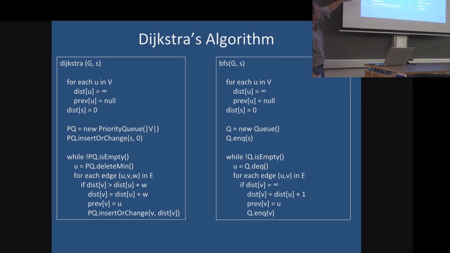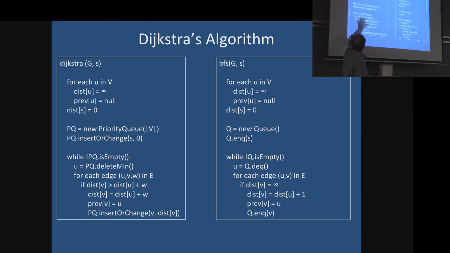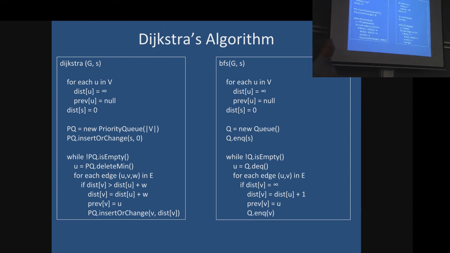So they both take a graph and a starting point. They both initialize the distance and previous arrays. They both create a data structure and add the starting vertex to it. The difference here is breadth first search uses a queue, and Dijkstra's algorithm uses a priority queue. They both have this same loop. They both remove something from the queue. In breadth first search, it removes a vertex from the front of the queue. In Dijkstra's algorithm, it removes the thing with the smallest weight from the queue.